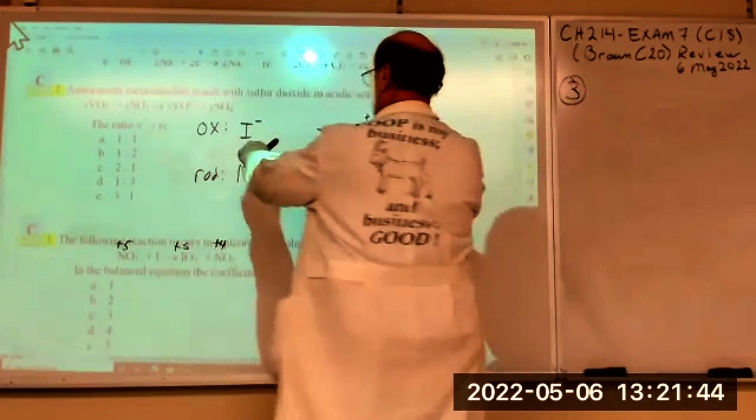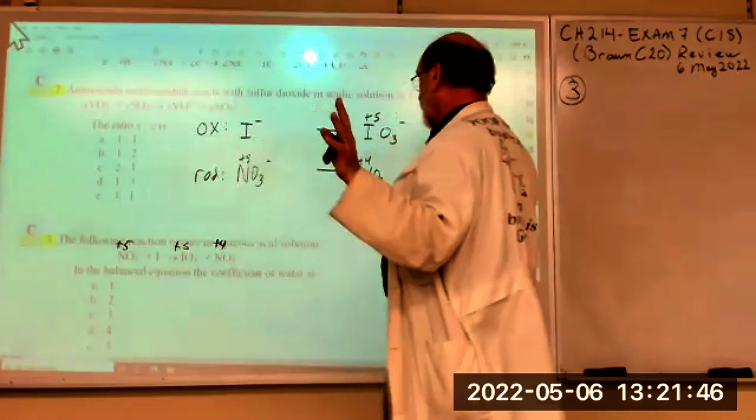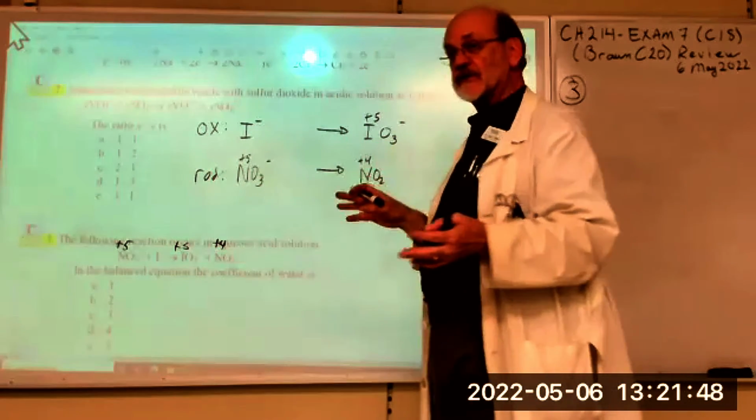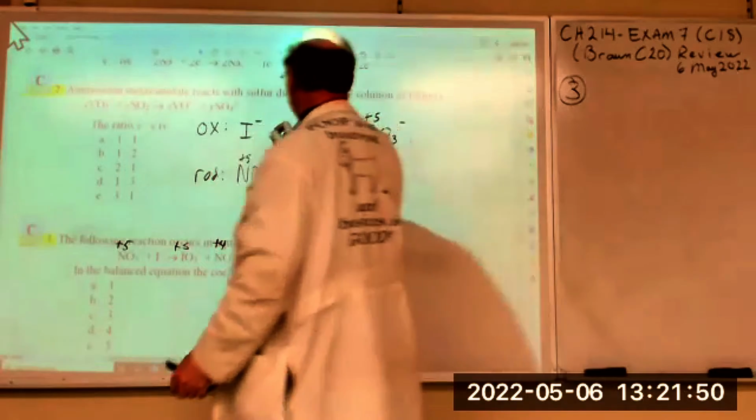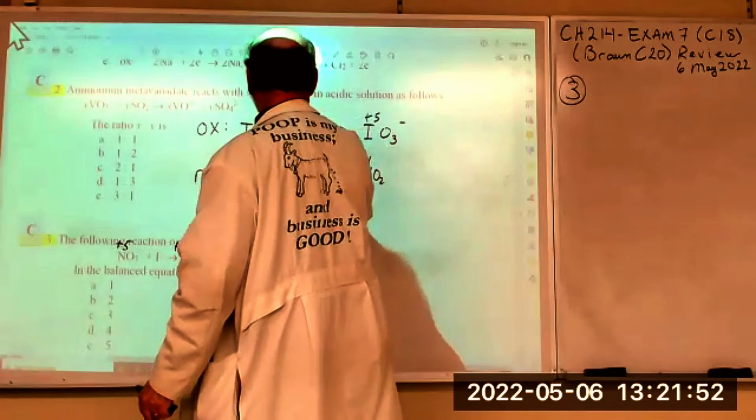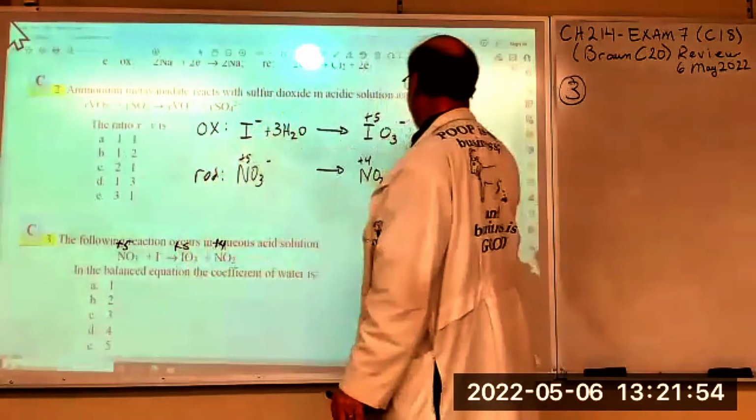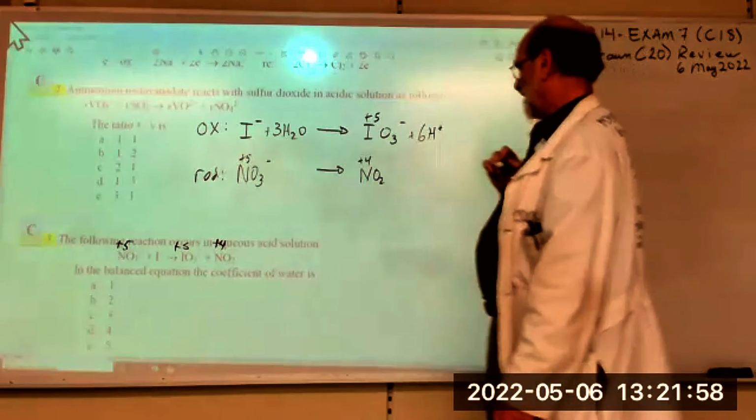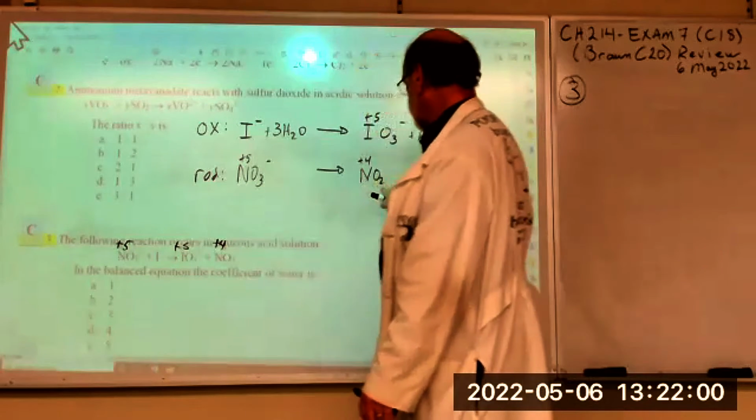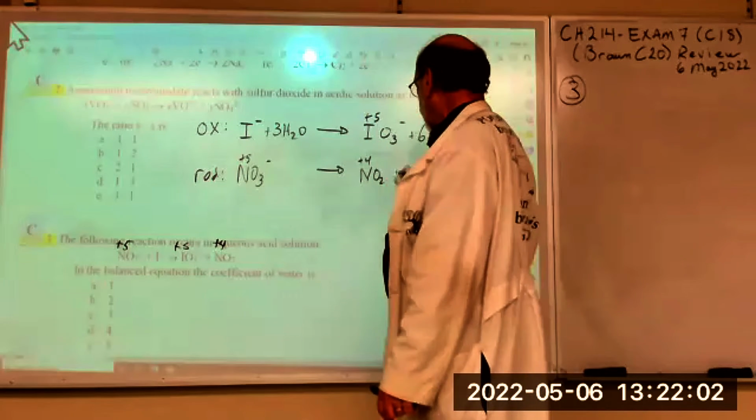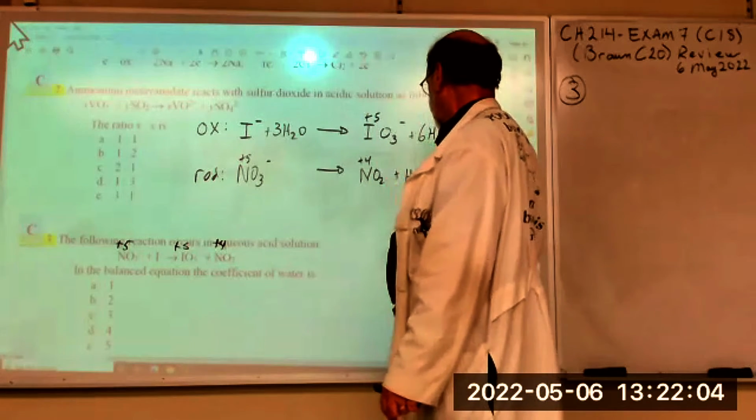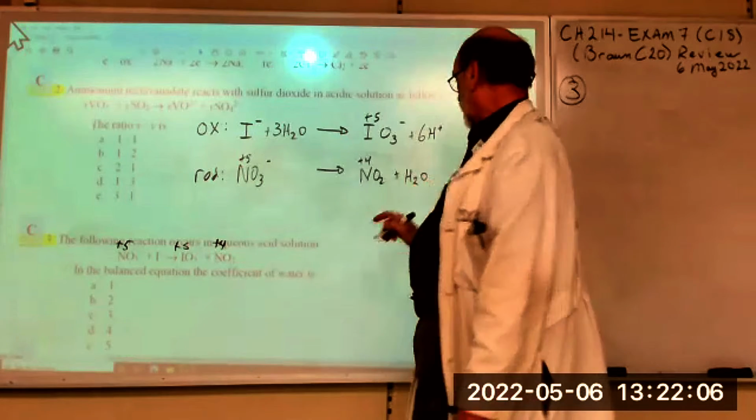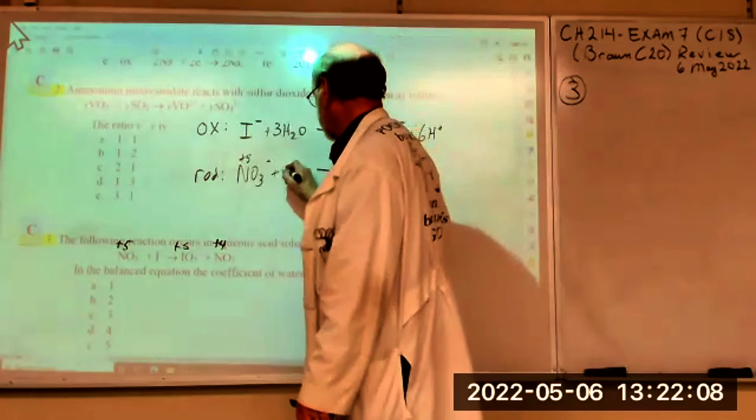Okay, so iodines are balanced, nitrogens are balanced already. So now we can move to the oxygens. This needs 3 oxygens on this side. Now we got 6 hydrogens to go on this side. Here we have 3 oxygens and 2. So over here we need 1 more oxygen, and that means 2 hydrogens.